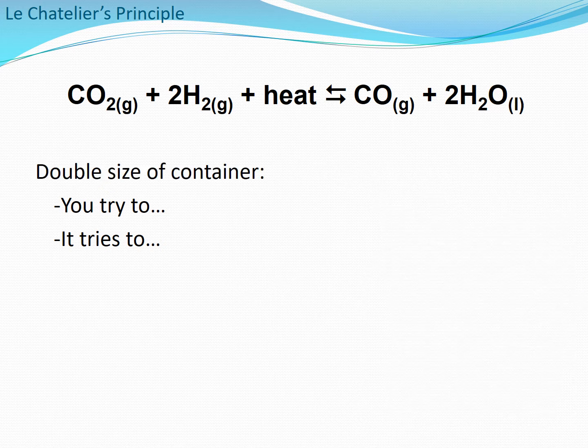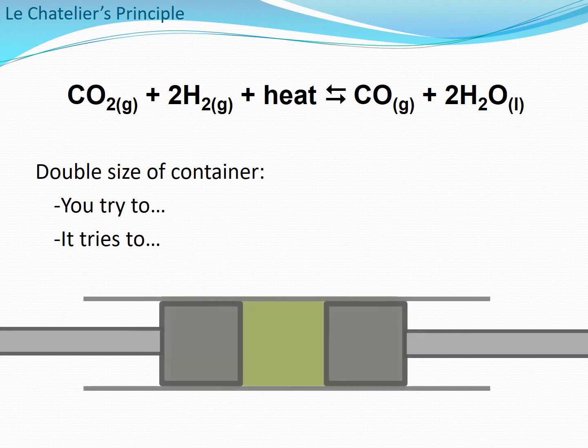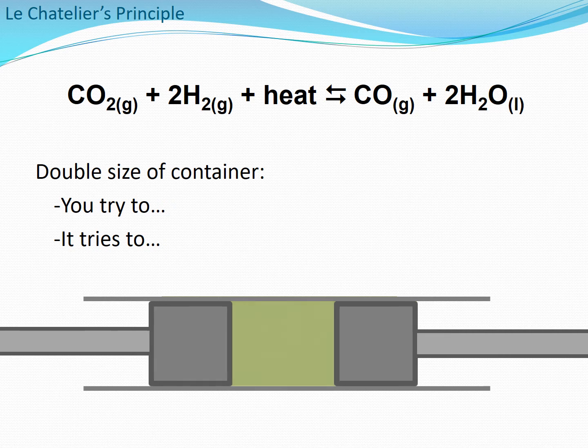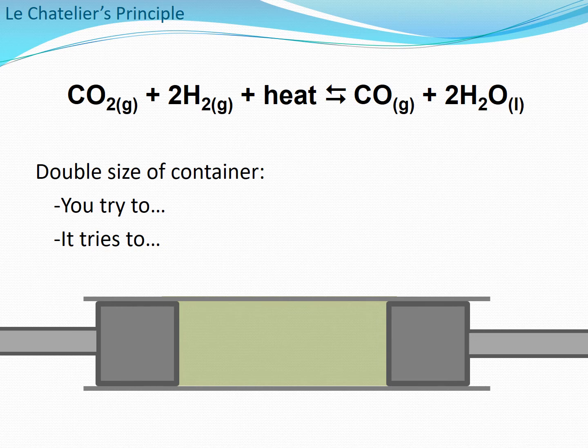Let's try to double the size of the container. Double the size of the container. What does that even mean? Well, let's try to imagine, if we will, a gas that is being compressed by two pistons. It is squeezing the gas together. And if we double the size of the container, that's like us pulling the pistons out partially, which will then, well, that means there'd be less pressure. So that means if I double the size of the container, I'm trying to decrease pressure.